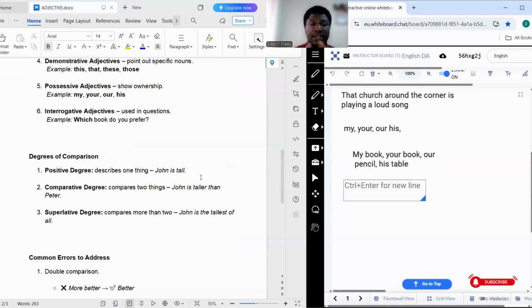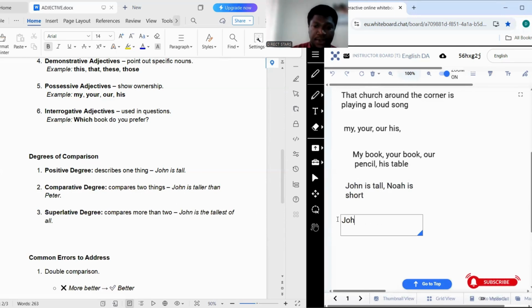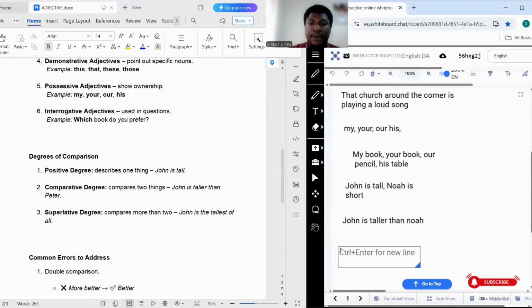Now, there are also degrees of comparison when it comes to adjectives. Positive degree describes one thing. If we say John is tall, Noah is short, you're describing one thing. There's comparative degree, which compares two things. We say, John is taller than Noah. And then we use superlative degree, which compares more than two things, which is John is the tallest of all the boys in class. That shows us the degrees of comparison.